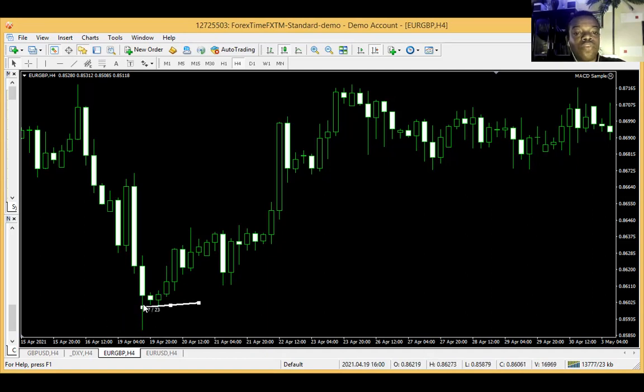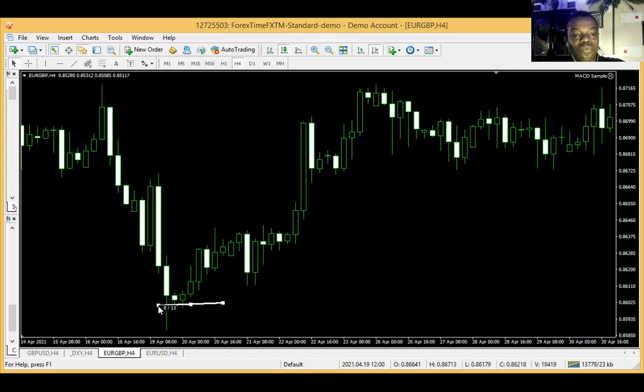Okay, in a situation whereby there is this kind of move, don't consider this a tweezer. But I'm giving you this as an example. This one is supposed to be the lowest peak here, because I can't use this one as my entry point and use this one as my stop loss.